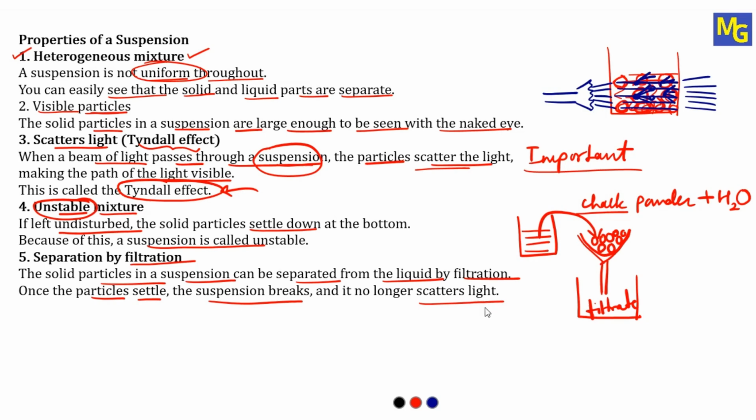So sometimes when you keep the suspension undisturbed, all the particles will settle at the bottom, and the solution above becomes highly clear. And in this situation, when you pass the torch light through the beaker, the remaining particles are so small, they will not scatter the light. So whenever the particles all get settled, if you keep the solution undisturbed for more time, then sometimes there will be no scattering of light even in suspension. So remember this. So these are some of the properties of suspension.